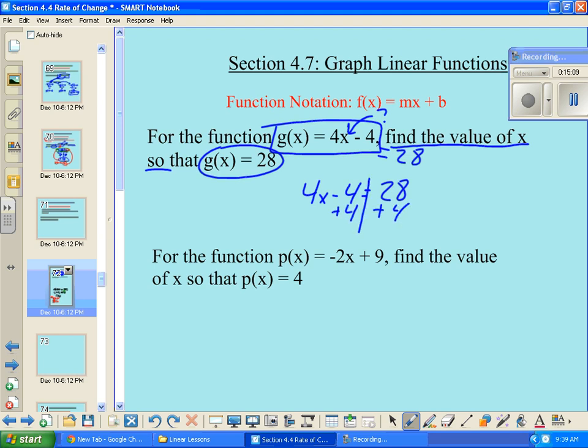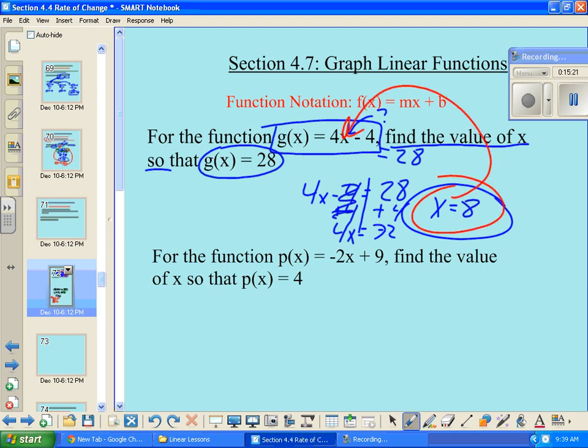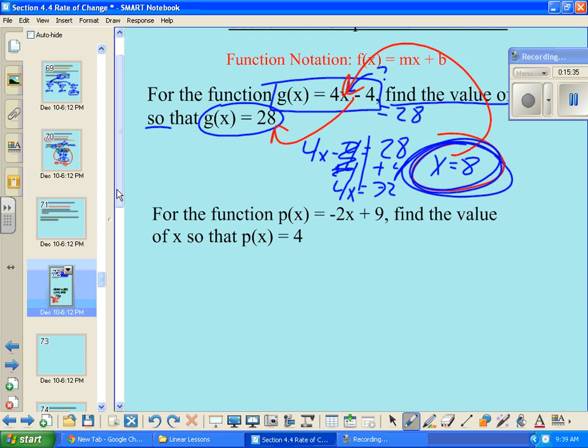I'm going to draw my line. I could add 4 to both sides. 4x equals 32. Divide both sides by 4. x equals 8. Again, if you want to check and make sure it works, take 8 and plug it back in here. 4 times 8 gives me 32. Minus 4, yep, that gives me 28. So that does work out. So that should be my answer, x equals 8. That's the last one.